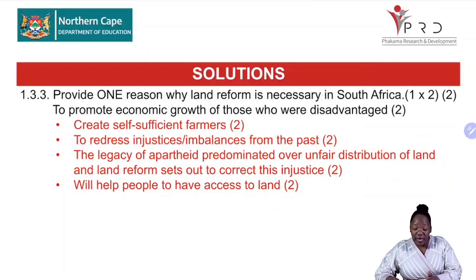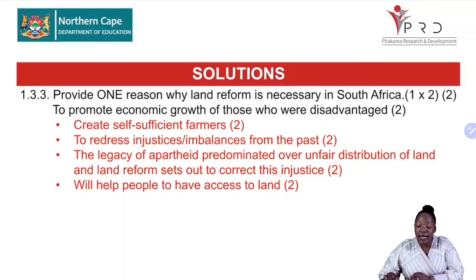And also we are looking at the legacy of apartheid, which is predominant over the unfair distribution of land. And also it will help the people to access the land. Remember, as people now have access to the land, they can even build industries, or they can even build their own houses.